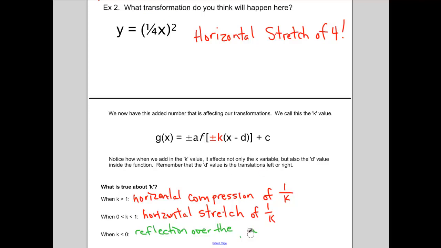And my pen here seems to want to not write properly. So let's see here. Over the y-axis. There we go. Reflection over the y-axis.